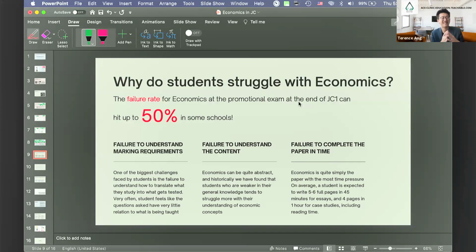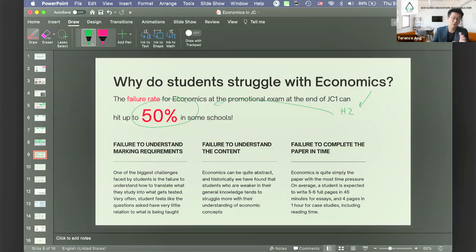And that is, in some JCs, right, historically, from our own data and observation, the failure rate for economics at H2 level, because most students take H2, the failure rate for H2 econs can be as high as 50% in some schools at the end of J1. That means the J1 promo exam. Some schools have more than half the students failing economics.